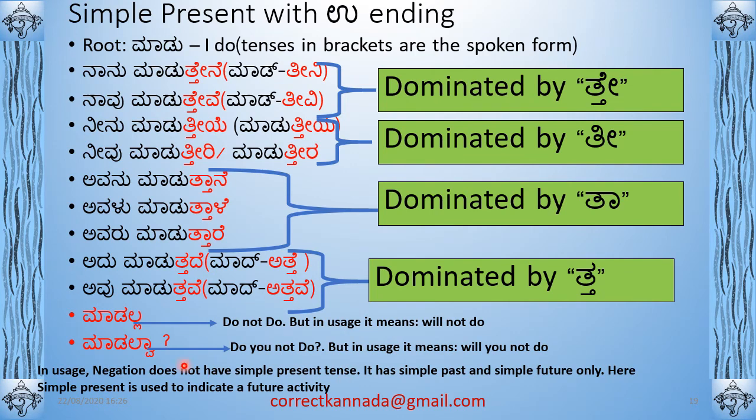Yeah. So here, if you notice in usage, negation does not have a simple present tense. It's either something that is in the past or something in the future. For these only you will negate. I have not done something or I will not do something. Right? You will not say 'I am not going to do something'. That will be a different tense already. It's a present continuous tense. I am not going to do, or that's even a future continuous. You will never be doing negation in the present. So if you put madalla, you are actually trying to talk about something in the future.